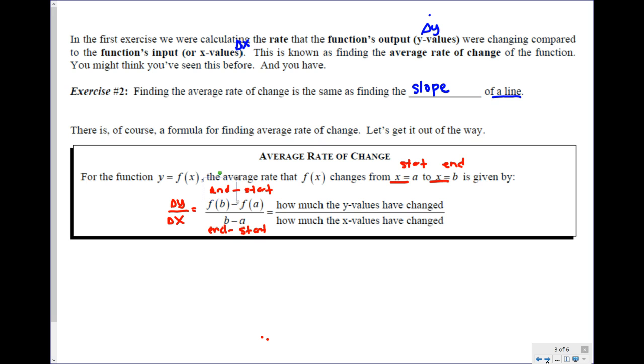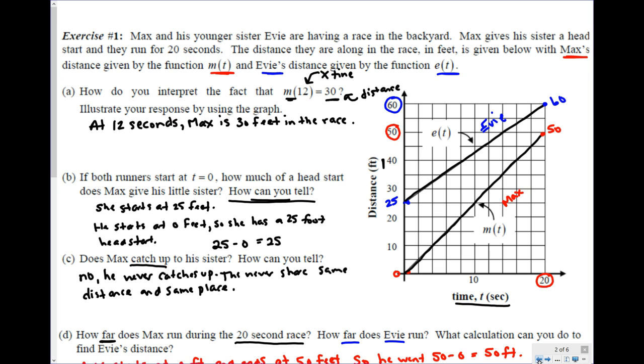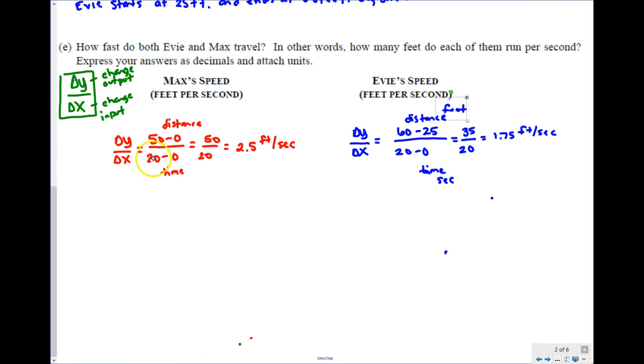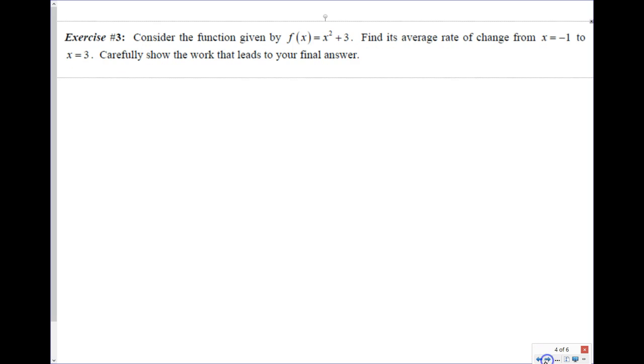The example we just did, we used that formula here, right? We did 50 minus 0 over 20 minus 0 and 60 minus 25 over 20 minus 0. We did the end minus the start. But let's do some examples that deal with equations and function notation. So exercise 3 says, consider the function given by f of x equals x squared plus 3. Find its average rate of change from x equals negative 1 to x equals 3.